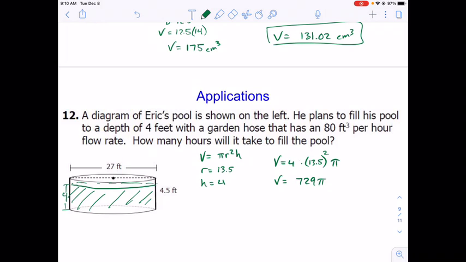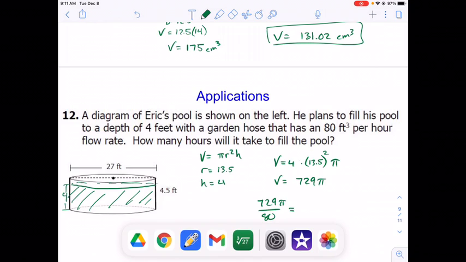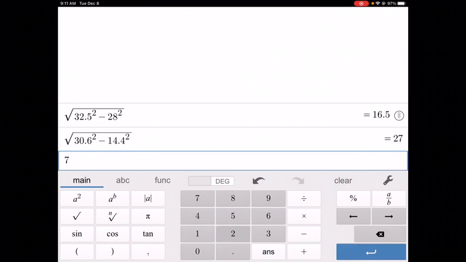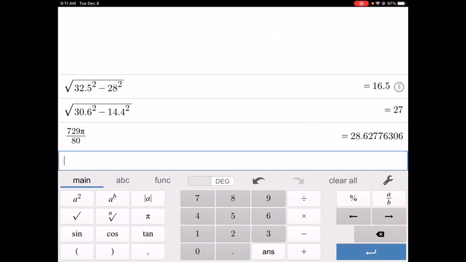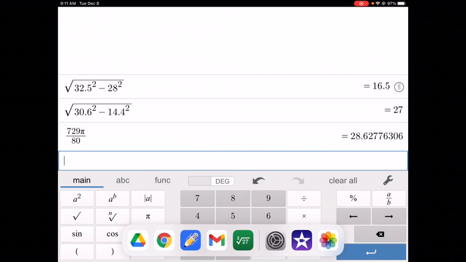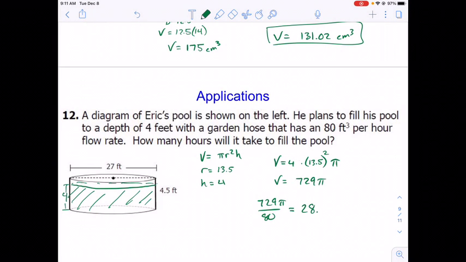Now we're going to figure out how long it is going to take him to fill it up. The hose will fill it at 80 cubic feet per hour. So we're going to take 729 pi and divide it by 80. Let's go over to the calculator and do 729 times pi divided by 80. That gives us 28.62 hours. So it's going to take him approximately 28.63 hours to fill up that pool.